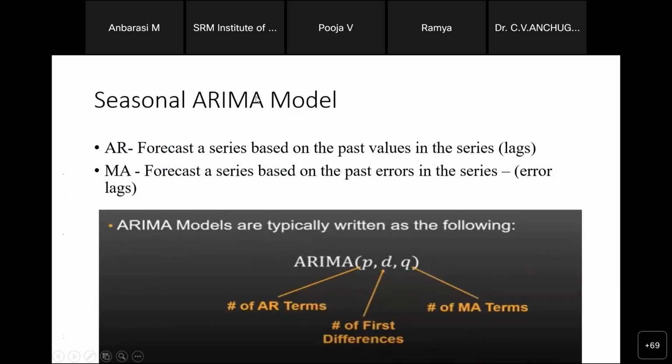Next one is the seasonal ARIMA model. In the seasonal ARIMA model it is the same thing as the normal ARIMA model. Here also we have the p value, d value, and q value. The p value is the order of AR, the d value is the number of first differences, and the q value is the order of moving average.